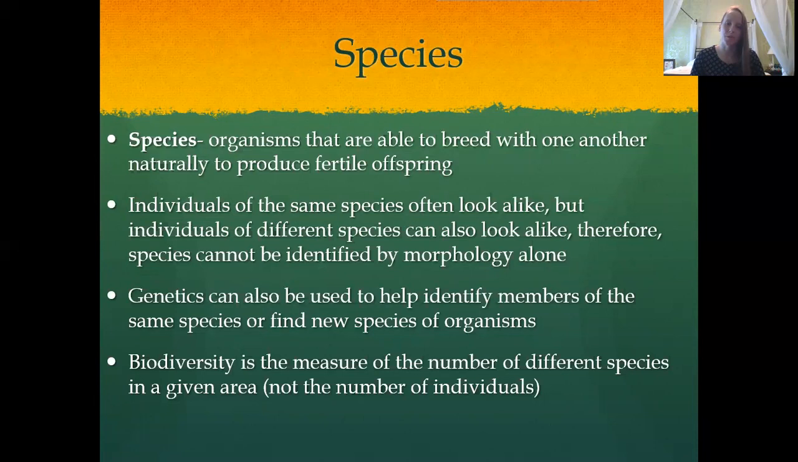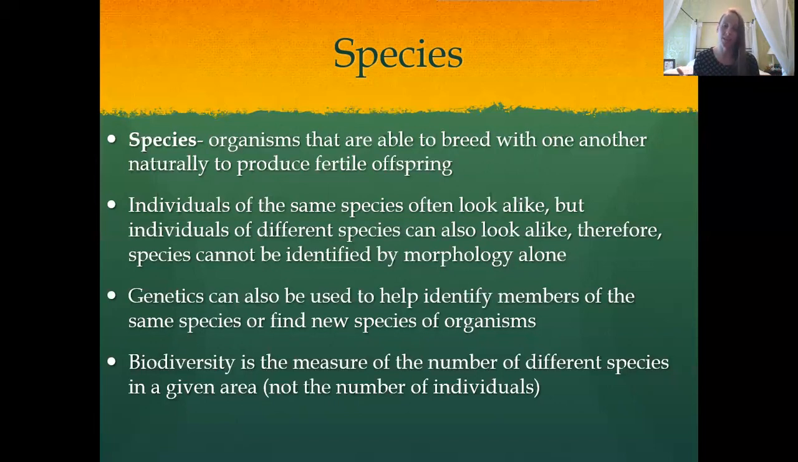A species is an organism that is able to breed with another organism. So essentially, you can tell that two things are the same species if they can breed with one another and produce fertile offspring, so produce children that are also able to reproduce. Individuals of the same species often look alike, but not always. And individuals of different species can also look alike. So that is why we cannot just identify species based on morphology or how they look. You have to use other things.